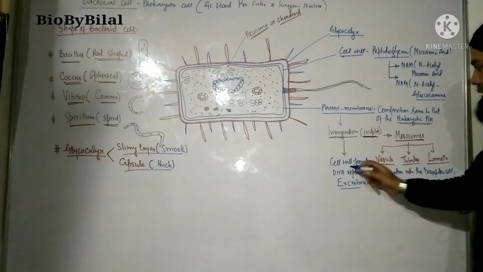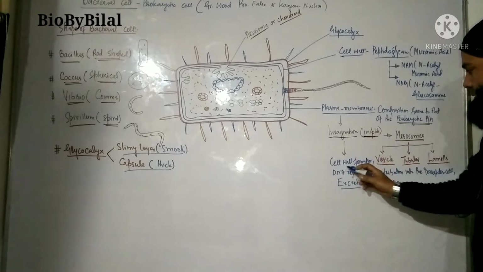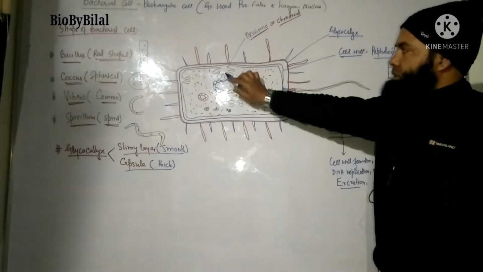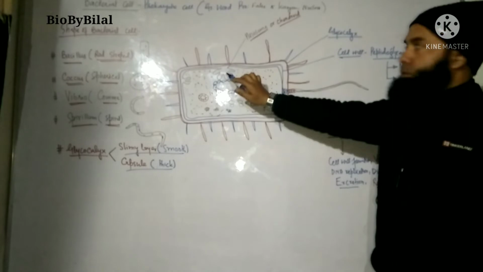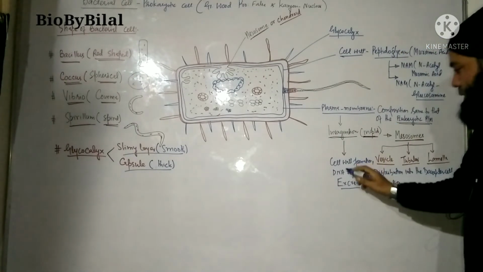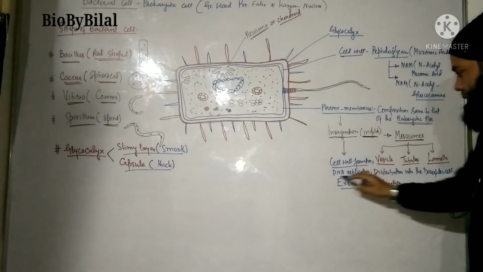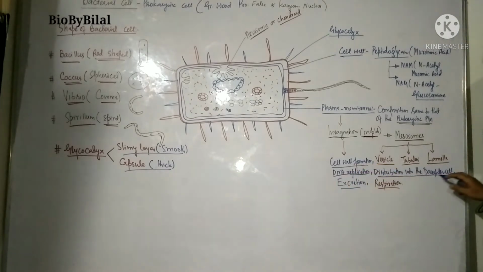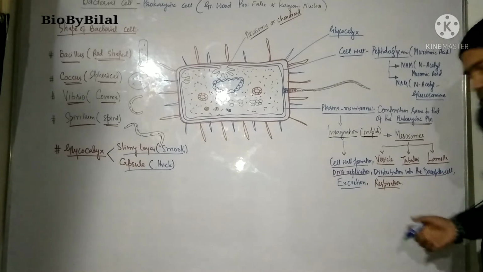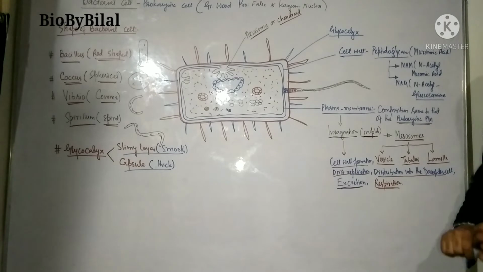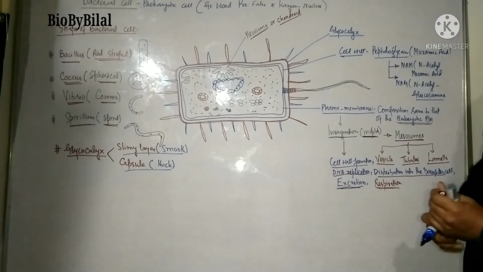The invagination of plasma membrane, that's mesosome or the chondroid. It is responsible for the formation of cell wall. It helps in DNA replication. It helps in distribution of the DNA into the daughter cells, and it helps in excretion. It helps in respiration. So you must keep in mind these points.